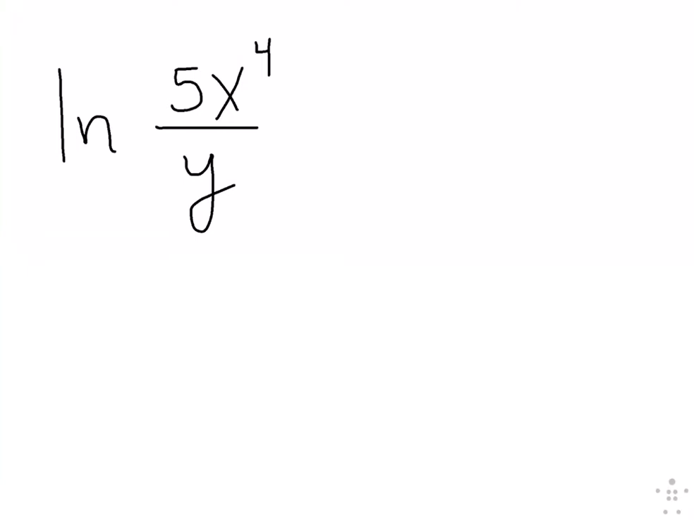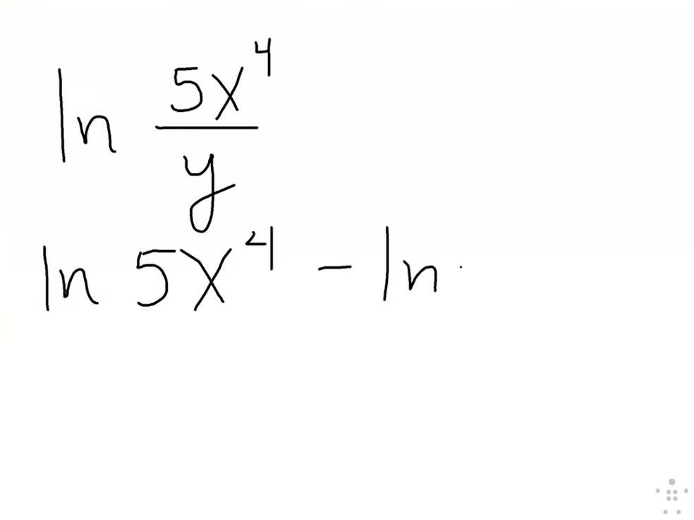Now, this is how I expand it myself. Anytime I have a division like that, division is the same as subtraction. So me personally, I like to get rid of the fractions first whenever possible. To me, I think it's easier that way. So the next one would be the ln of 5x to the fourth minus the ln of y. So I've taken the division and separated it out with subtraction.